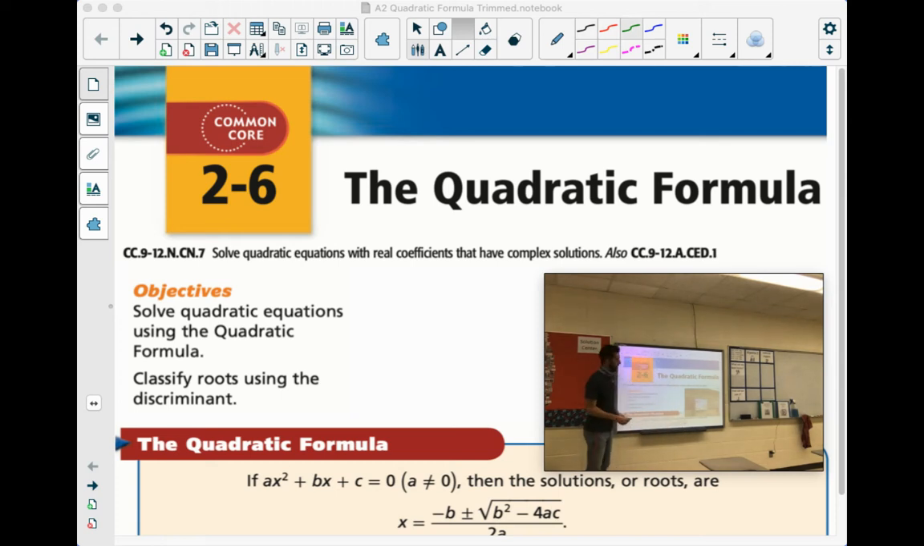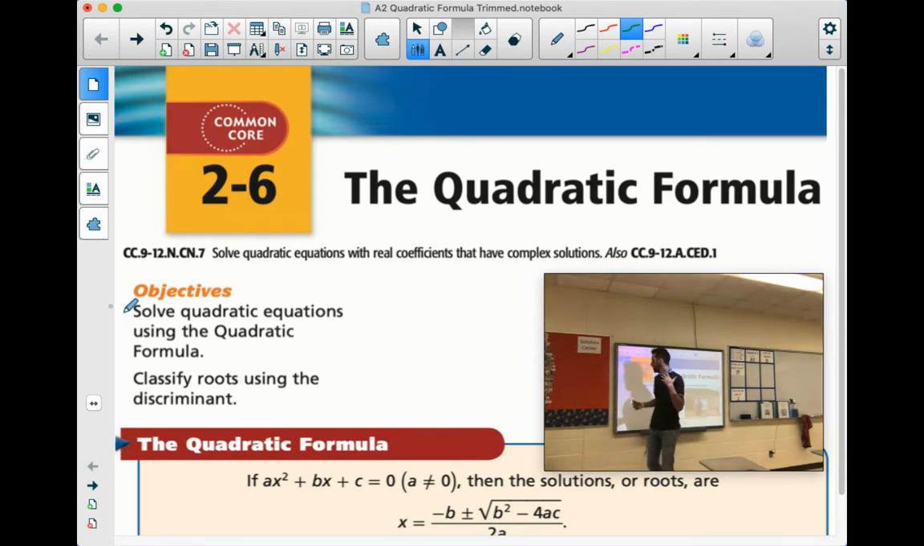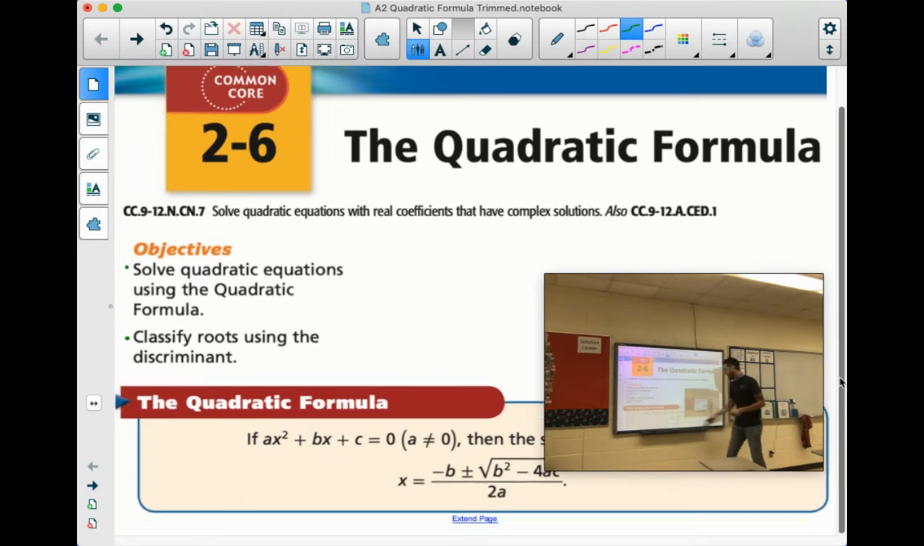I would love for you to be able to solve quadratic equations using the quadratic formula. It would be so great if you could even classify roots using the discriminant. Now, you guys have used the quadratic formula in Algebra 1 way back in the day.